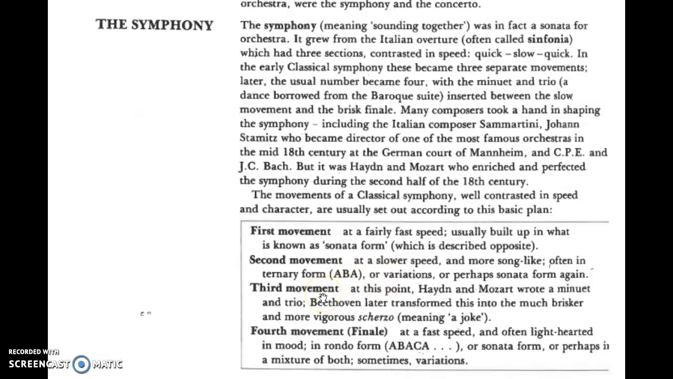The third movement at this point, Haydn and Mozart wrote a minuet and trio. Beethoven later transformed this into a much brisker and more vigorous scherzo, meaning a joke. And the fourth movement, the finale, is the fastest of all the movements, and it's often light-hearted in mood. It is in rondo form, which we did with the Baroque pieces, A, B, A, C, A, D, A. It can also be in sonata form, or a mixture of both, and sometimes also with variations.